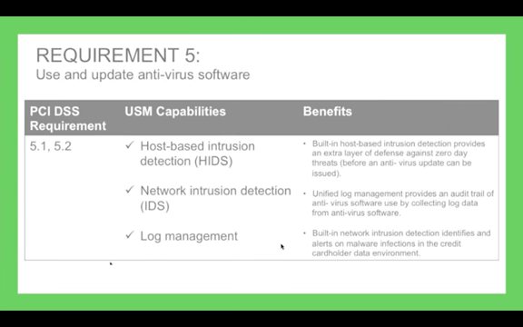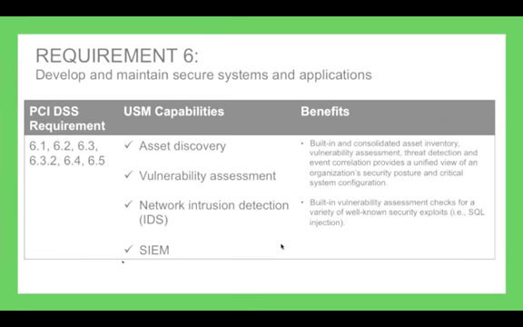We look at requirement 5, use and update AV software. Well, we know that a lot of organizations should use antivirus software, but at the same time, we can collect that data from the antivirus software. We can use that to correlate information through the log management functions, but at the same time, we can also take a look at it from an IDS and a host IDS-based perspective. So those capabilities are built in there.